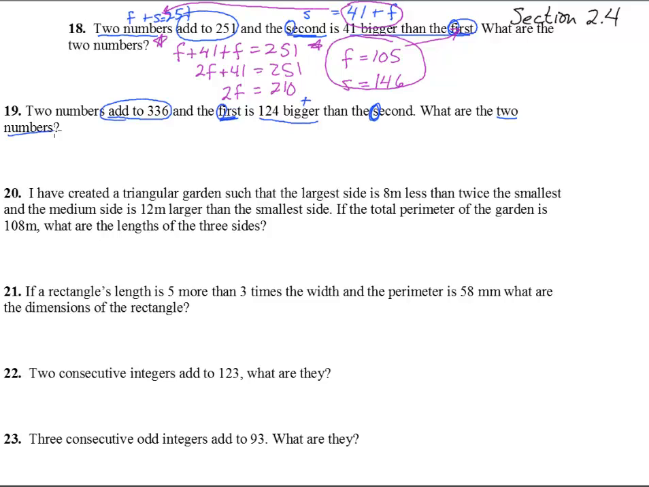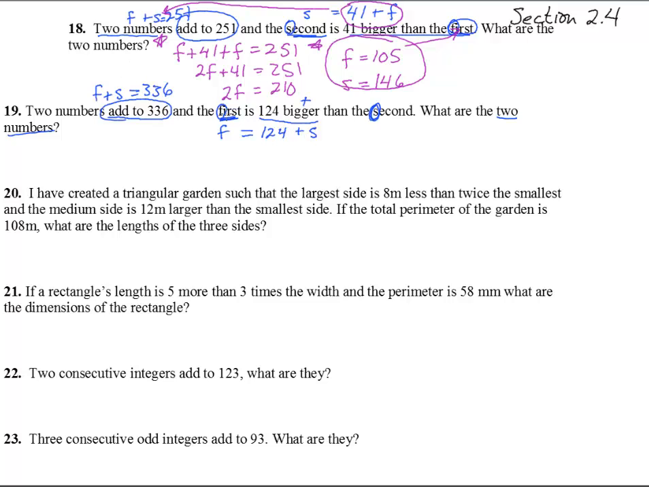So we've got to pick the two variables. We're going to have an F and an S. So F plus S, they add to 336. That's what this thing tells us. It gives us an equation in math. And the first is 124 bigger than the second.